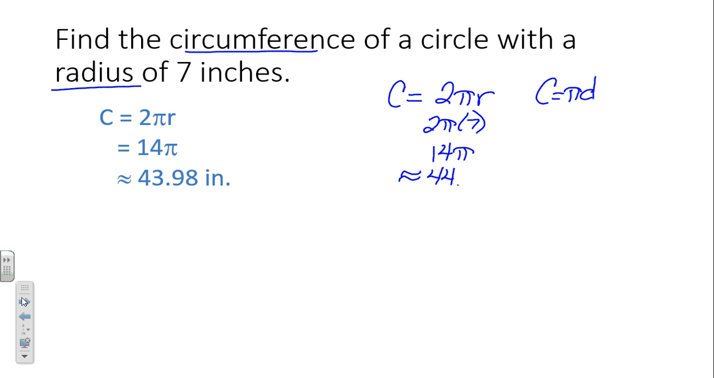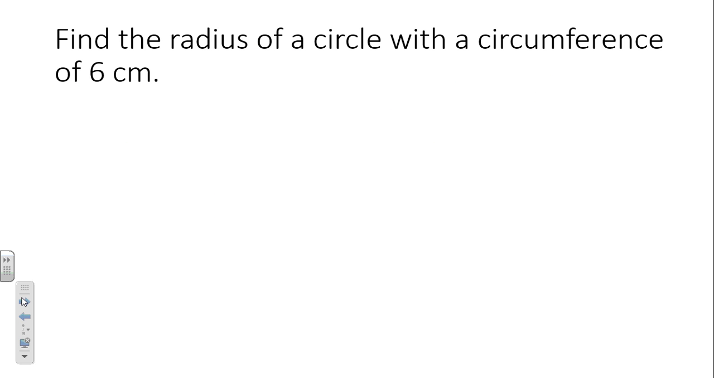Okay? All right, let's keep moving then. Now we want to know what is the radius of a circle if the circumference is 6 centimeters. Okay, so we've got a little tire. We measure the distance around it at 6 centimeters. We want to know, hey, what is the radius of this guy?